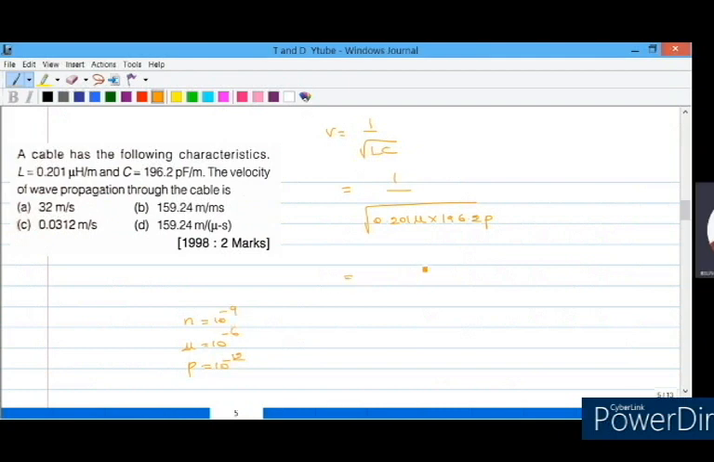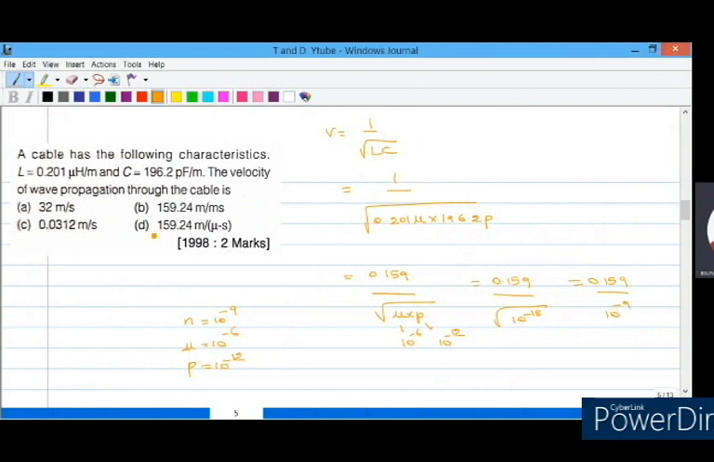So when you solve this, 0.201 into 196.2 and take the square root of that and take the inverse of that, the answer is 0.159. And then we have root of pico and micro. So 0.159. So here it is 10 power minus 6 and this one is 10 power minus 12. So when we add this, it is 10 power minus 18, and take the square root of that, it will be 10 power minus 9.